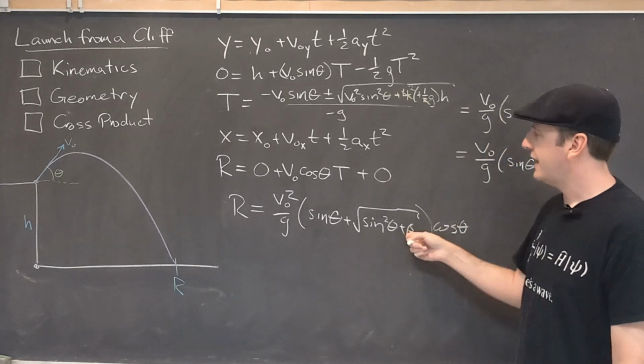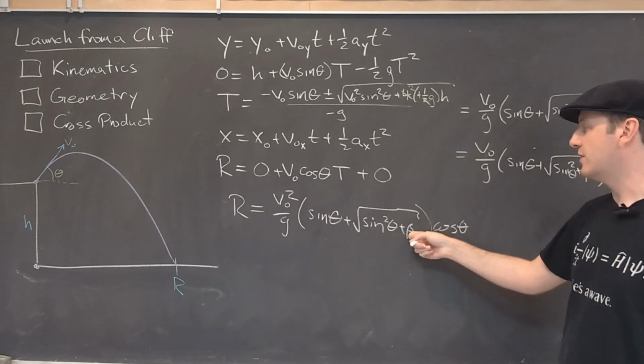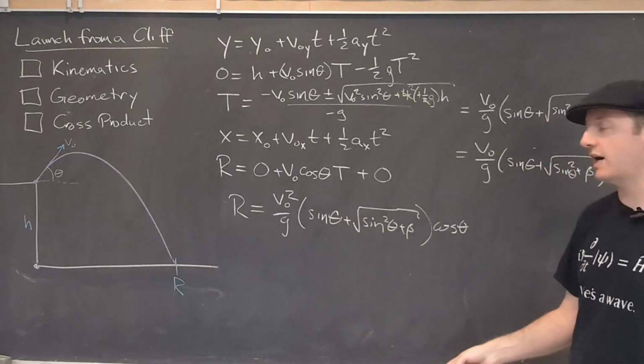Now, if I go back and look at the case when h equals 0, then beta equals 0, I get sine squared, square rooted is sine, plus another sine is 2 sine.